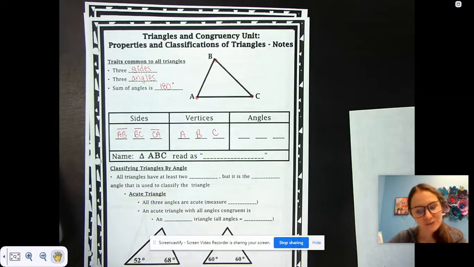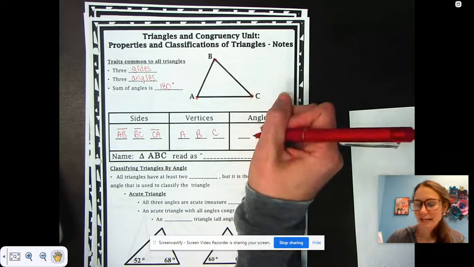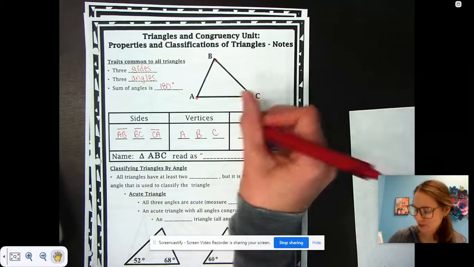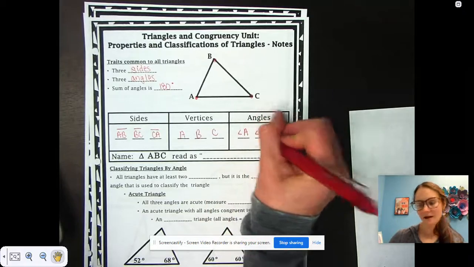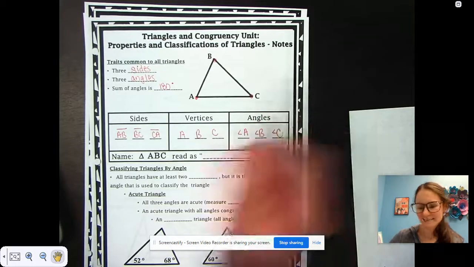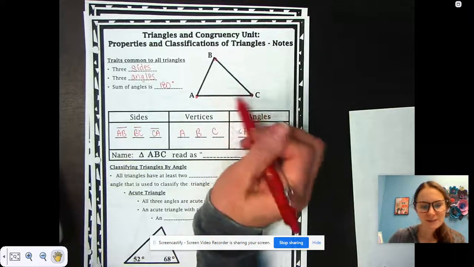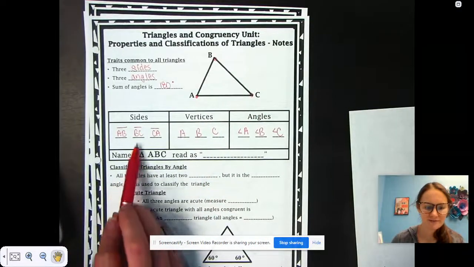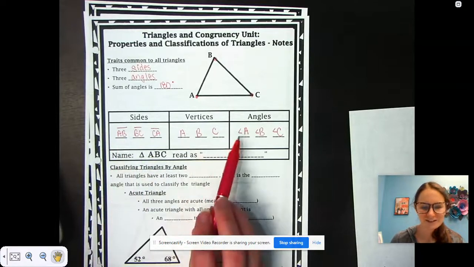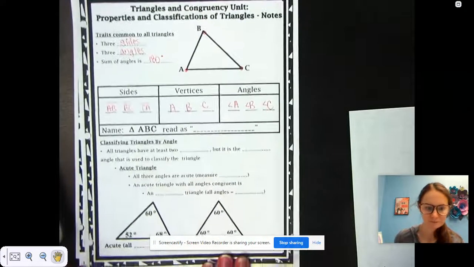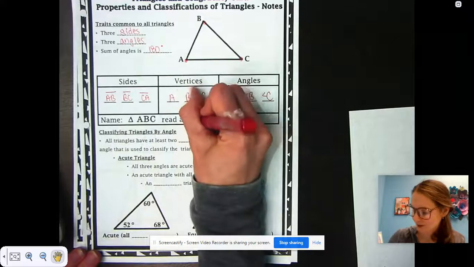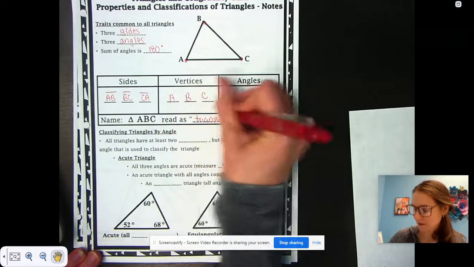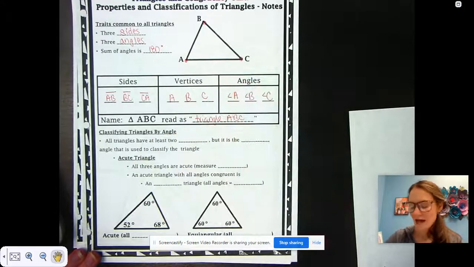Okay. Also, we have three angles in our triangle, and we can name them a couple different ways. The easiest way to name them is just with that letter. So this is my symbol for angle. I have angle A, angle B, angle C. Okay, you can have different letters up here for your triangle, but you're still going to have the bar up top to represent sides. You're still going to have this angle mark here to represent angles. Okay, so we read this as triangle ABC. So I'm going to write that there, triangle ABC.